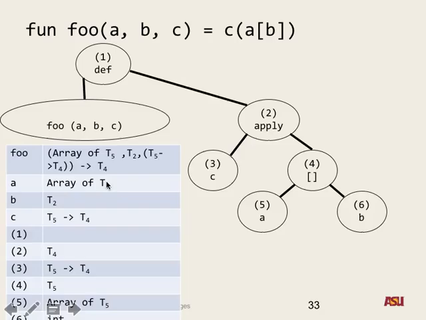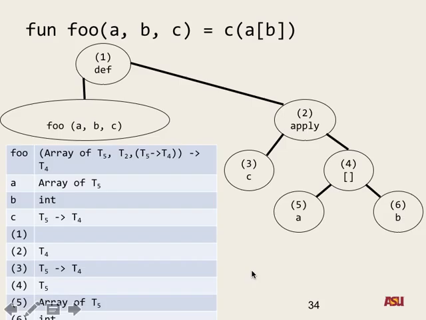Then we look at 6. Right, so 6 says that 6 is an int, and we know it's B, so we know those types must be the same. So which is the more specific type? Int. So then we replace all T2s with ints. And now we've gone through and we've propagated all the types in this program.